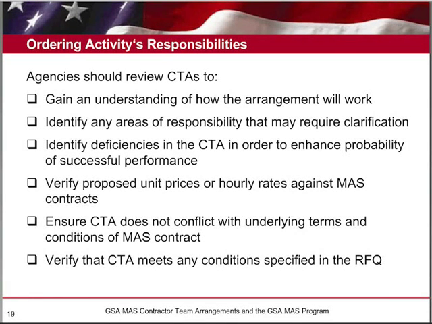It should clearly list out the pricing against the various GSA schedule contracts, so the ordering CO should be able to verify the pricing and make sure that they're quoting at the GSA schedule price or less. Critical, again, is that there shouldn't be any conflicting terms with the underlying schedule contract, so they should be able to look at the teaming arrangement and say, okay, this does not conflict with any of the terms and conditions of the various team members' schedule contracts. And then finally, obviously, the arrangement should be crafted in a way that it meets all the requirements of the RFQ.